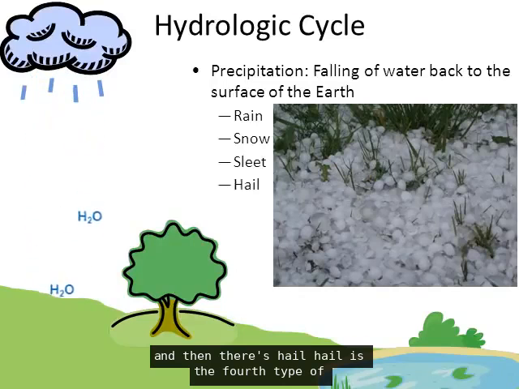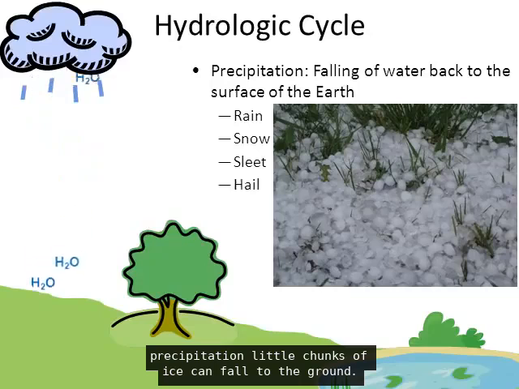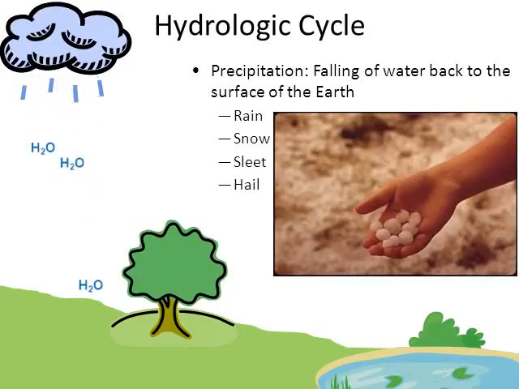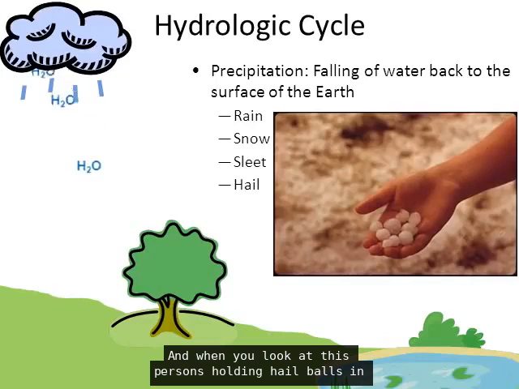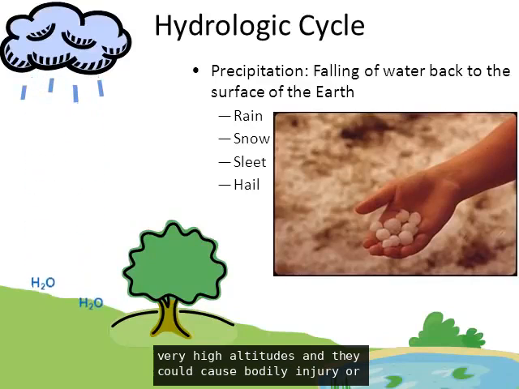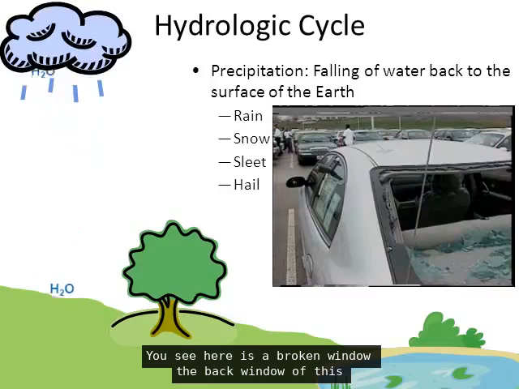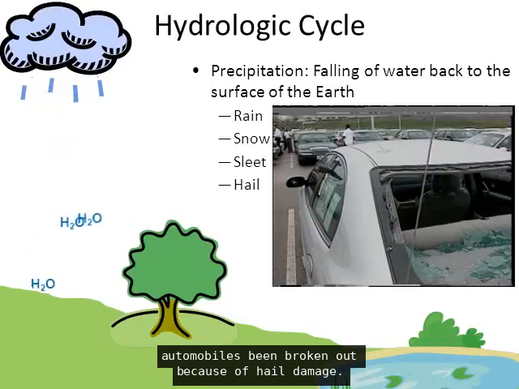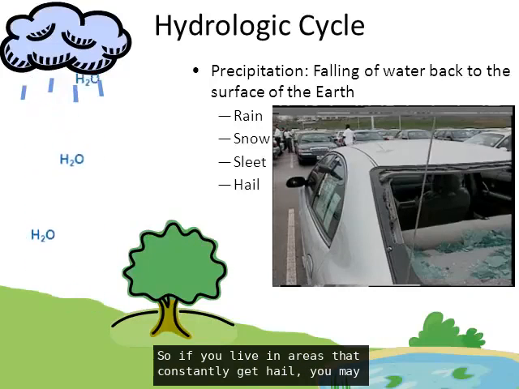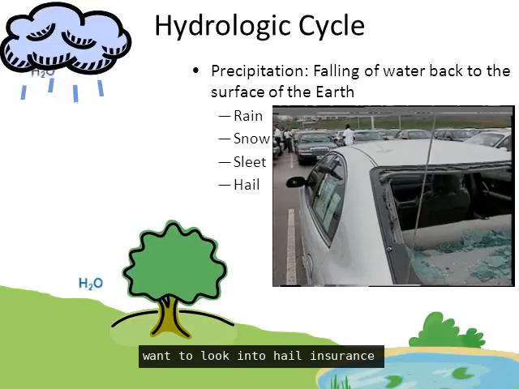And then there's hail. Hail is the fourth type of precipitation. Little chunks of ice can fall to the ground. And when you look at this person holding hail balls in their hand, you can imagine these things are falling from very high altitudes and they could cause bodily injury or even property damage. You see, here's a broken window. The back window of this automobile has been broken out because of hail damage. So if you live in areas that constantly get hail, you may want to look into hail insurance.